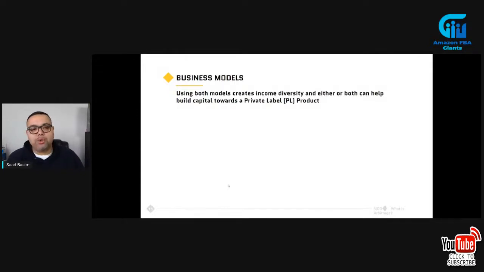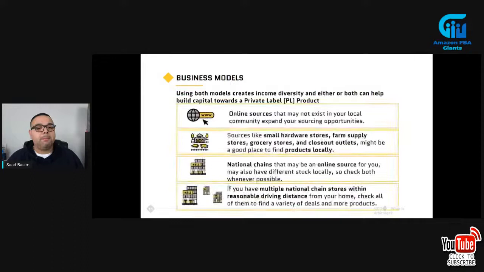But the pros are usually the things that people don't like in retail arbitrage: going hunting for products. In private label, it's just ordering the product over and over and you're making the money, but it's really, really cool. So online sources. Online sources that may not exist in your local community expand your sourcing opportunity. Online arbitrage is very useful, because if you're living in an area that's remote, doesn't have a lot of shops around it, it's a very good idea to buy from online, which is really, really helpful.